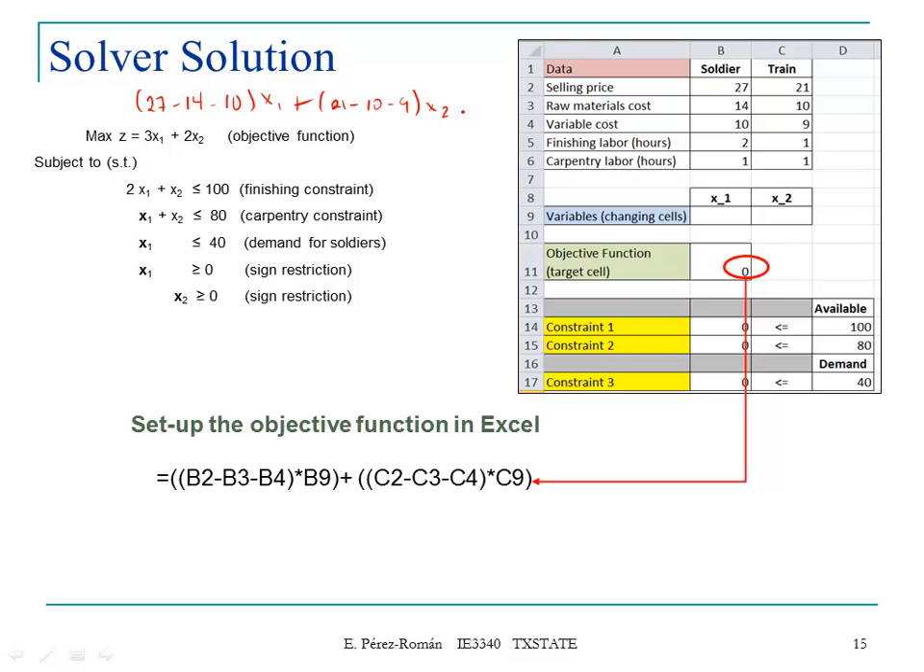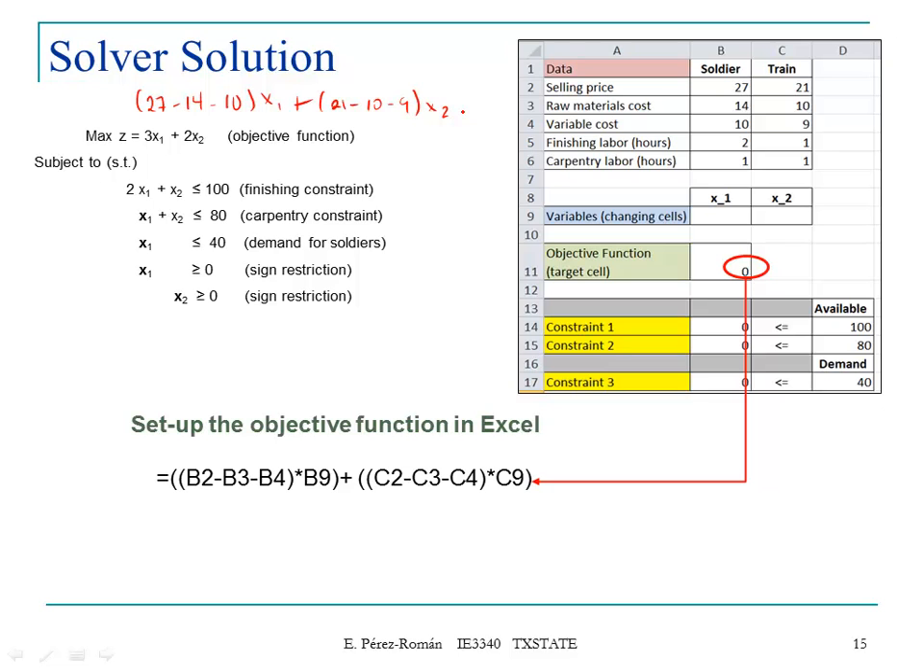And you see why, right? Because you're making a profit of 27, but you have the cost of 14 and a variable cost of 10 for the soldier. So your final profit is 27 minus 14 minus 10, which is 3. And the same thing for the train.